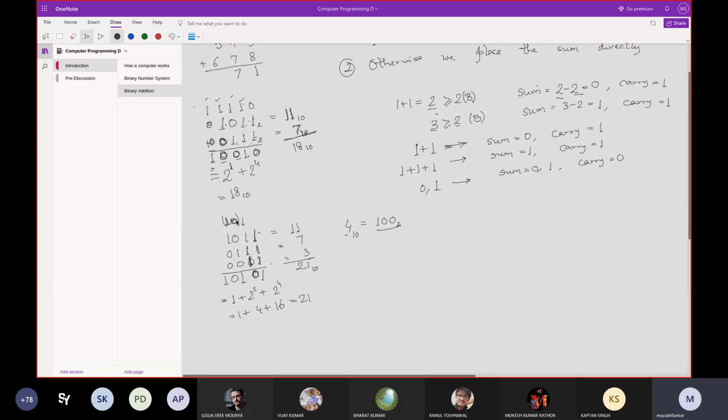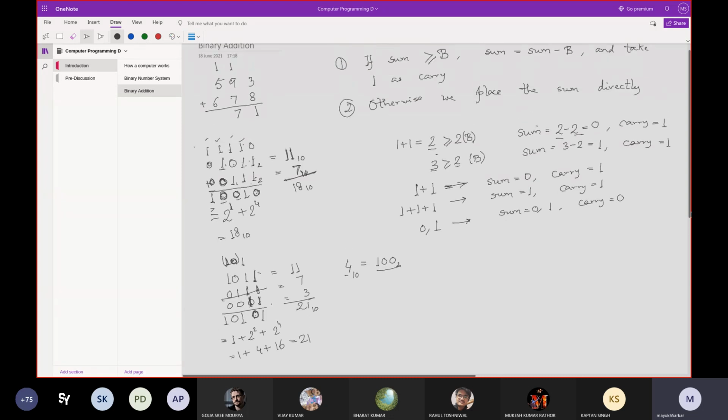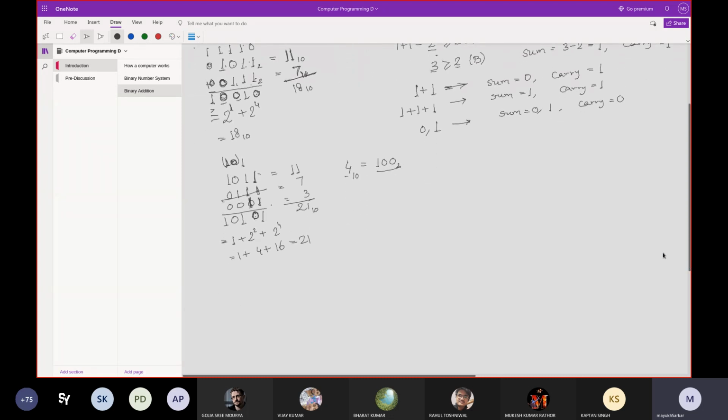Is it clear whatever I said? Got it, sir. In general, when you perform binary addition, the computer also does it in the same manner. Always do it pairwise. That means first add these two numbers, whatever result you get, add the next number with that, and so on, continue in this manner. So that was about binary addition.